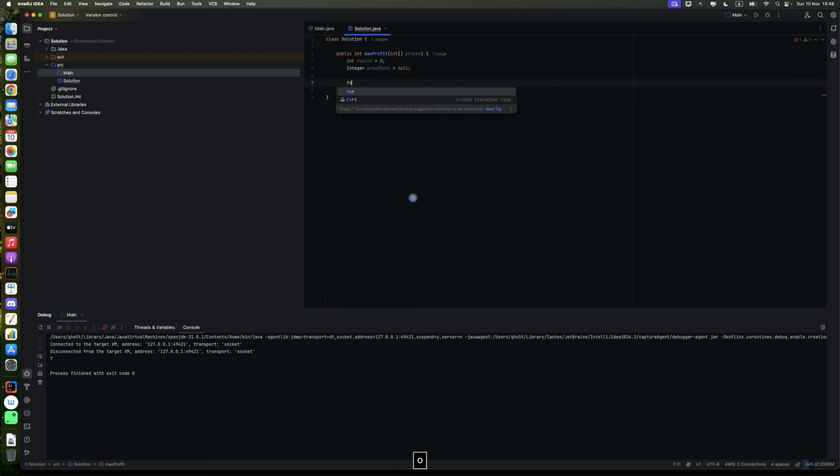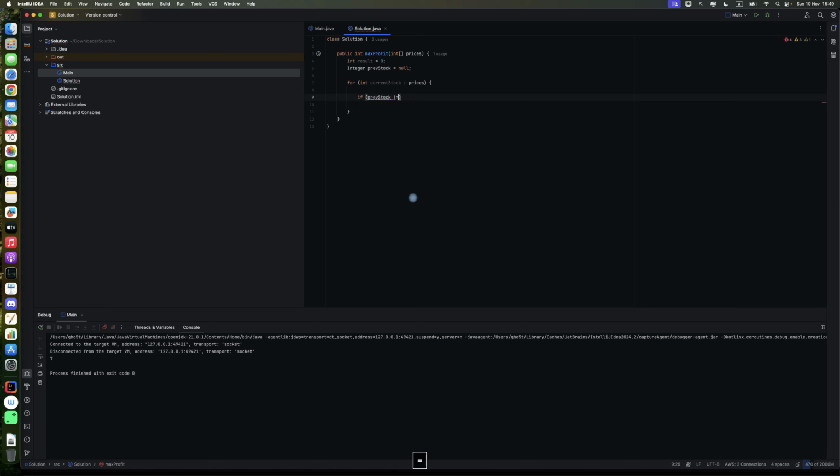Then I'll iterate the price array. Let's say this is the current stock. Okay, we iterate over the array. Then we must check the previous element, the previous stock is different than null, right?